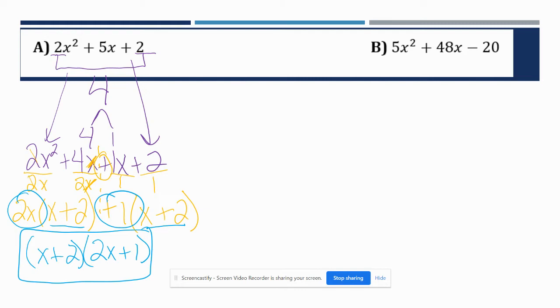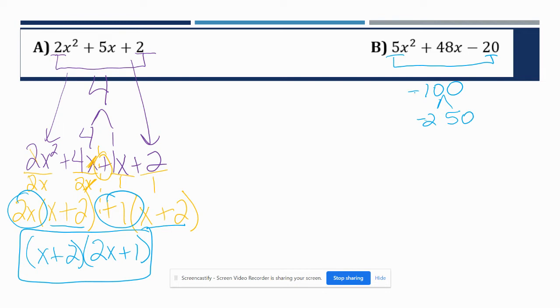Letter B. 5, 48, and 20. They do not all have a common factor. And I cannot take an x out of all of them, so I can't reduce that either. A times c, we have 5 times negative 20 is negative 100. The factors of negative 100 that add to positive 48 are negative 2 and positive 50.